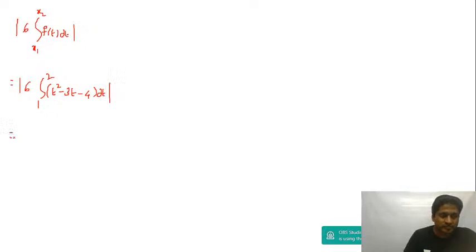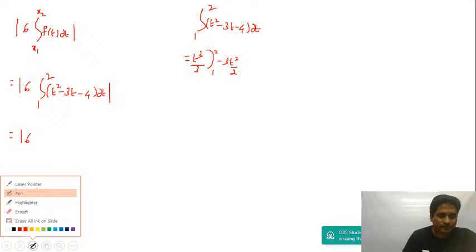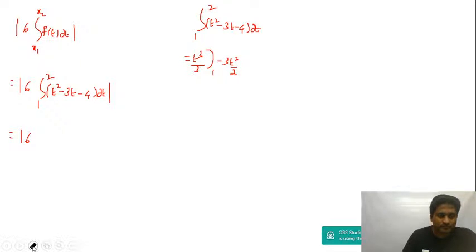There's a mod here. So this is equal to 6 times, let me find the value here. How much is this? The integration from 1 to 2 of t square minus 3t minus 4 dt. The integration of t square is t cube by 3 between the limits 1 to 2. The integration of t is t square by 2 between the limits 1 to 2, and the integration of dt is t between the limits 1 to 2.